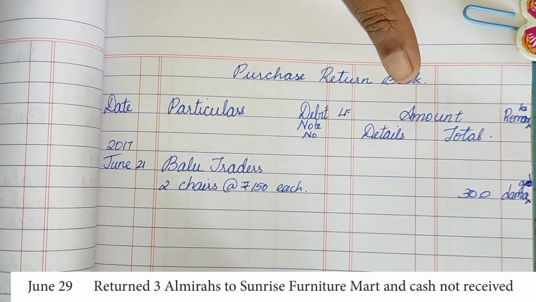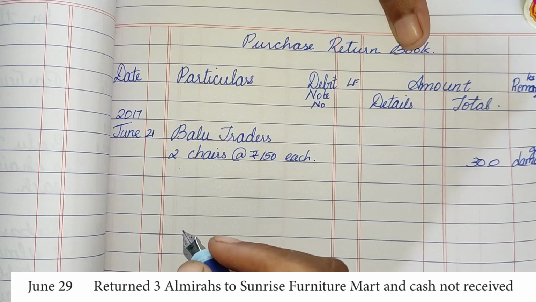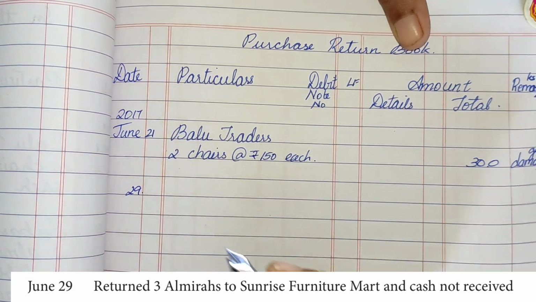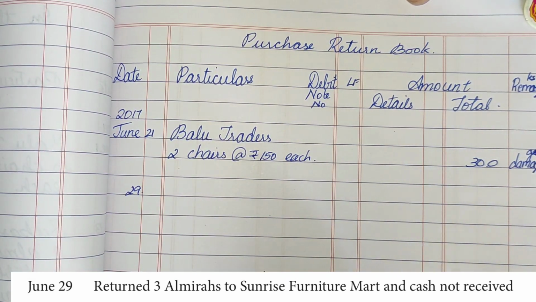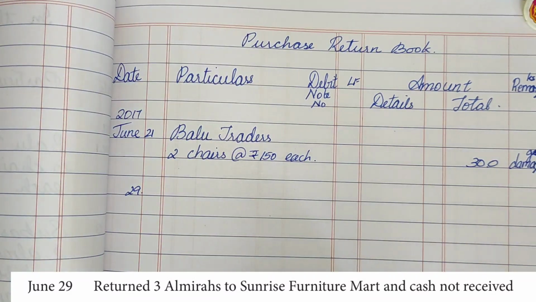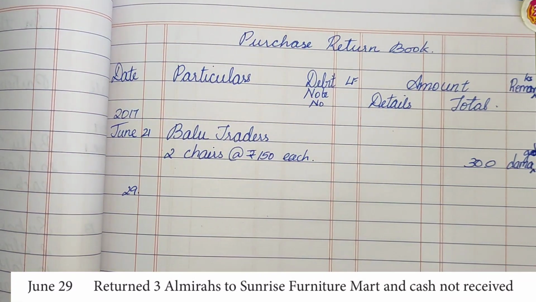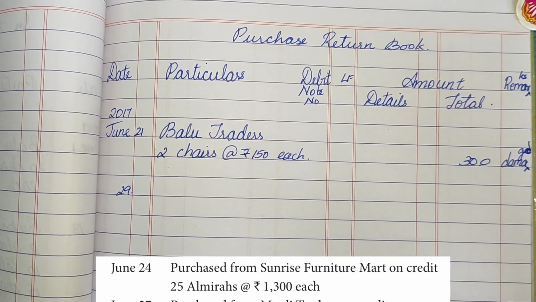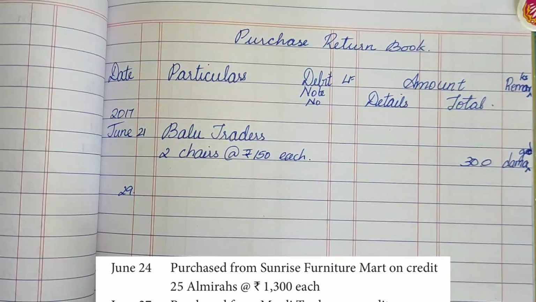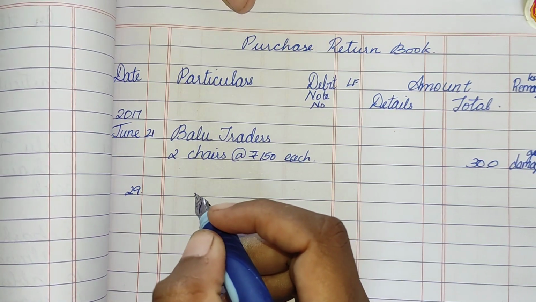Next transaction we have on the 29th, we have written 3 almirahs from Sunrise Furniture Mart. So again here also we must go and see the rate of the almirah from the previous transaction done with Sunrise Furniture Mart. So we purchased the almirahs at 1300 each. So the cost of the almirah is going to be 1300.